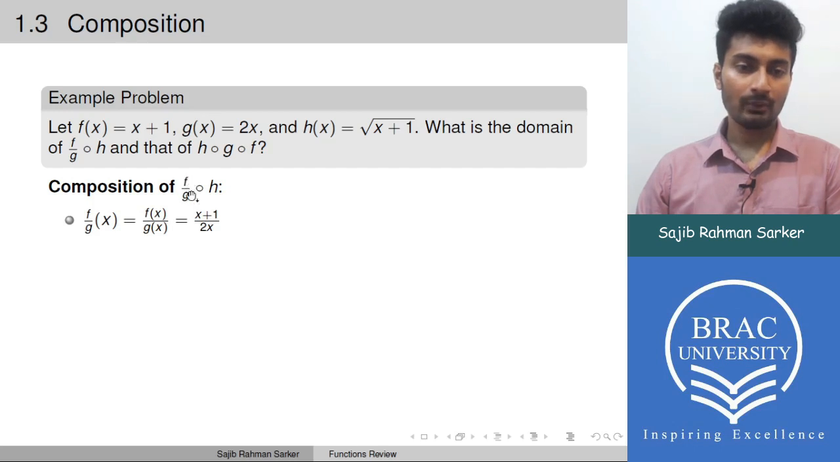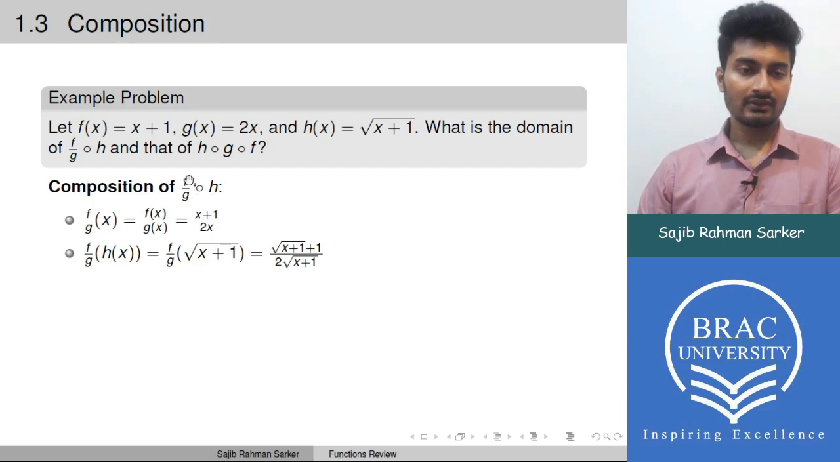Now we want to compose this with h. This notation f over g composed with h means exactly the same as this notation f over g of h of x. We're going to use this notation because it's much more convenient to follow. So we're going to focus on the innermost function, which is h of x. So we're going to replace h of x with square root of x plus 1.